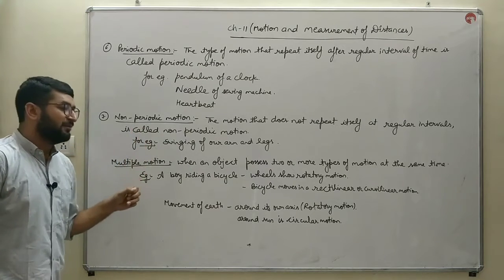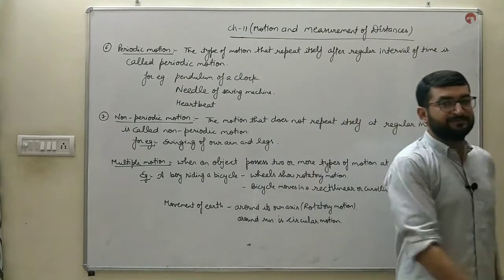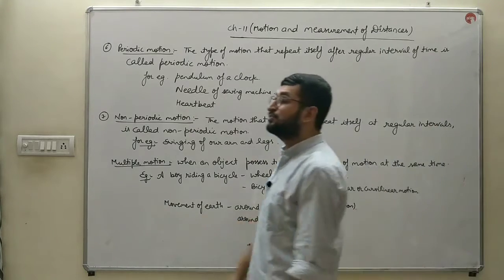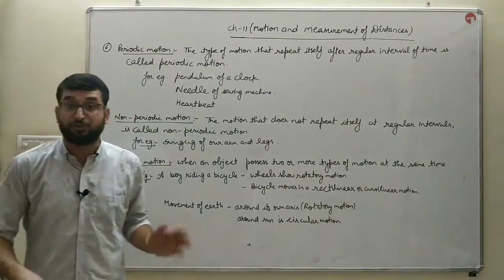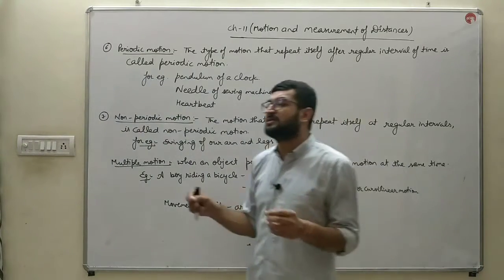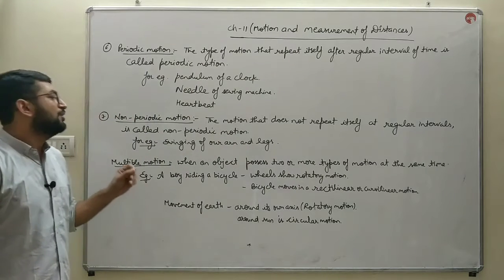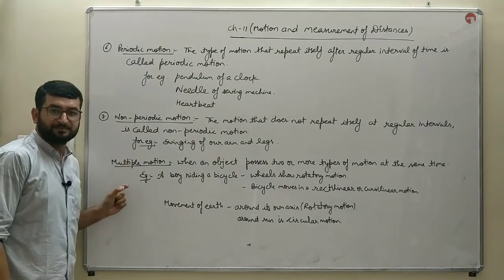For example, when I am walking, the swinging of my arm and leg. When I swing my arm, that is not periodic, that is repetitive motion. I keep on repeating it, but still that is not an example of periodic motion. This example is a non-periodic motion.